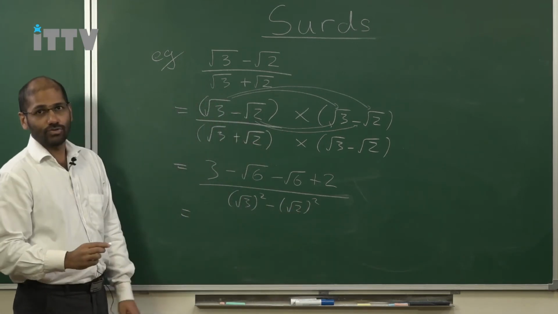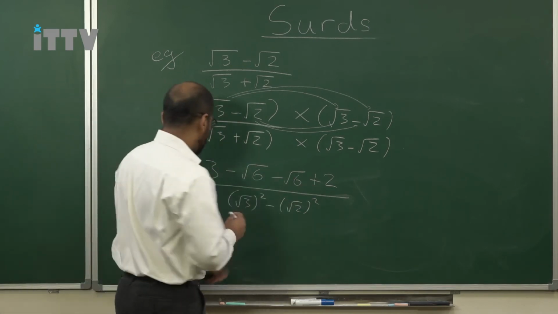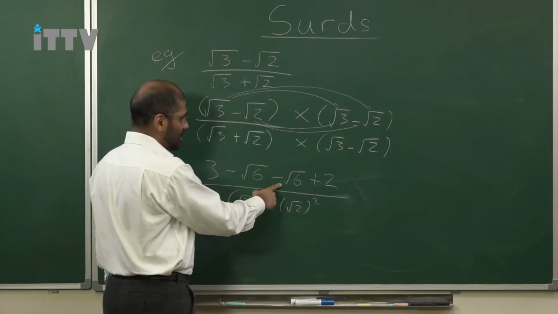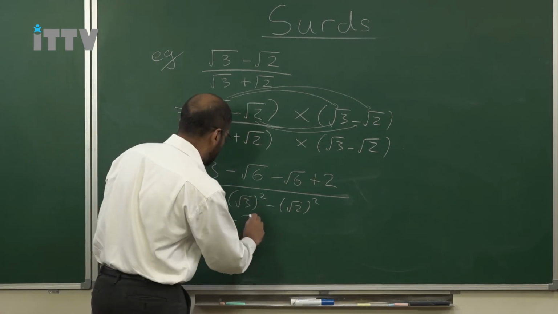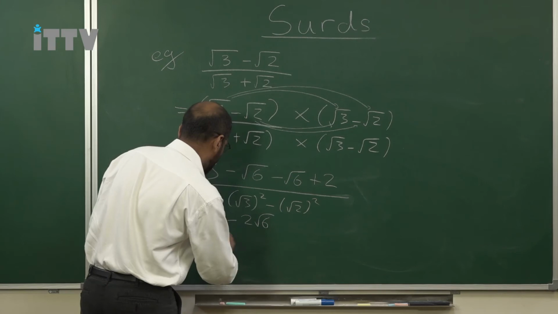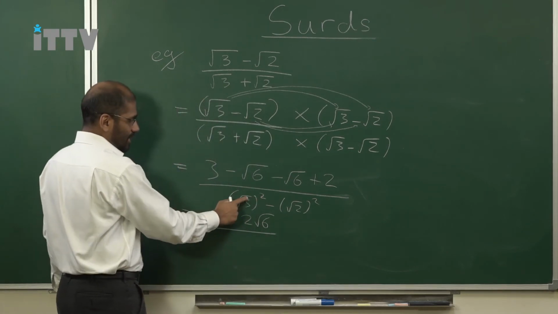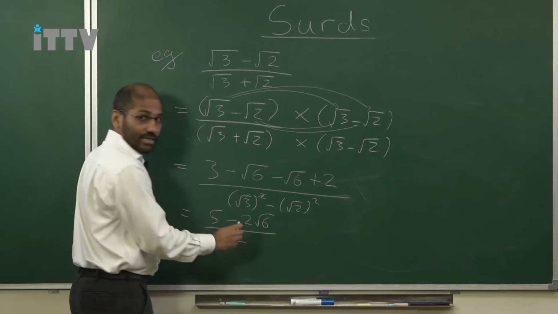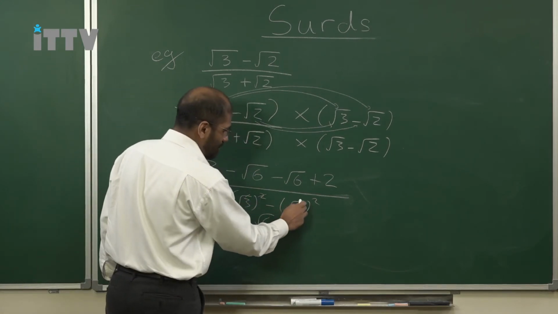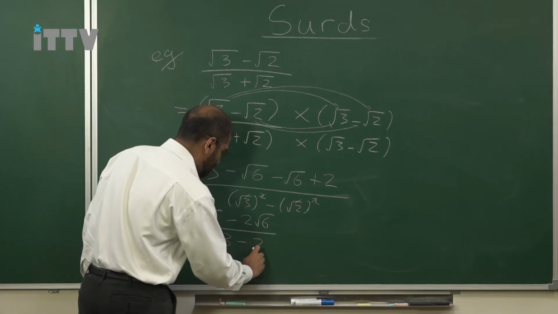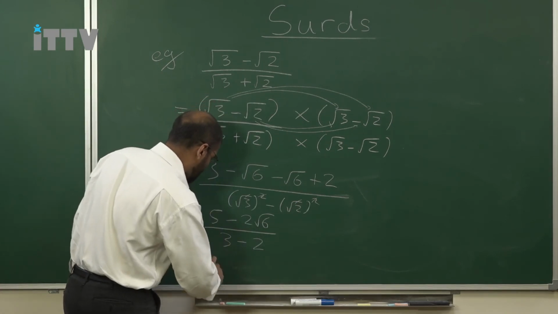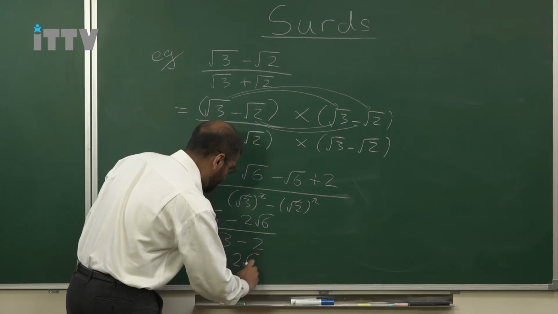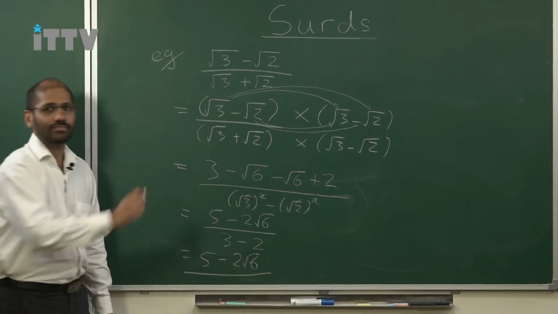So simplifying the numerator gives us 3 plus 2, which is 5, minus 1 surd 6 minus 1 surd 6 gives us minus 2 surd 6. The square and the square root would cancel off each other, giving us a 3, minus, again the square and the square root would cancel off, giving us a 2. So the final answer would be 5 minus 2 surd 6.